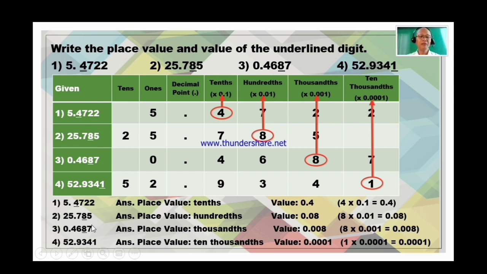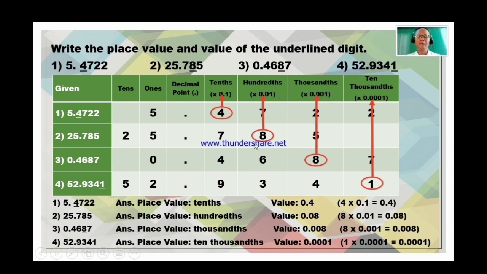Okay. Number 2, what is the place value of 8? Hundredths, correct. The answer is hundredths. And how are we going to write the value? 8 hundredths or 0.08. In the whole number, we have 2 numbers here, but only write 1 0. And do not write other number at the back of 8. So 0.08 or 8 hundredths, 2 places.